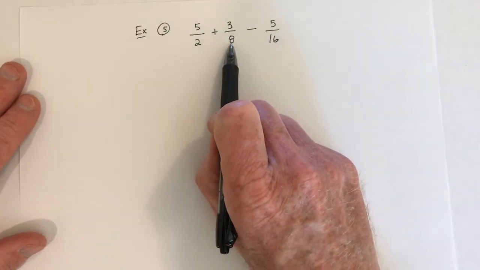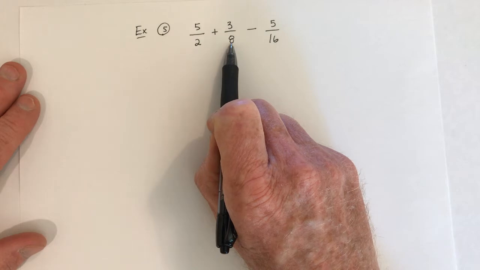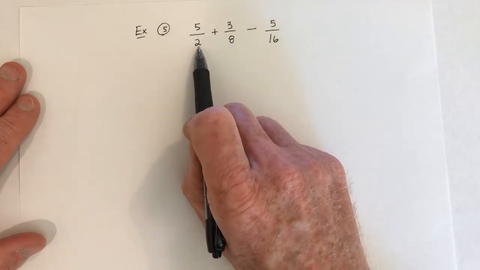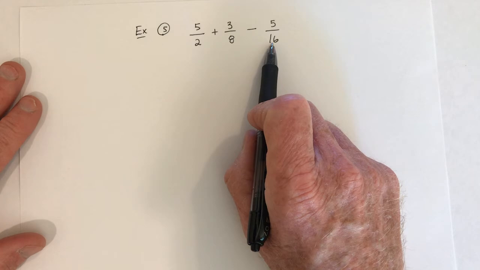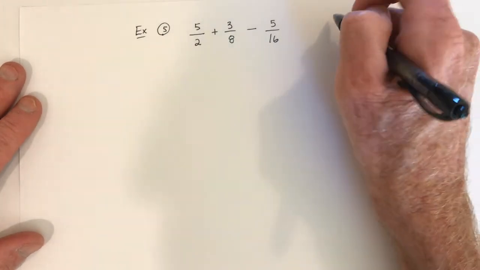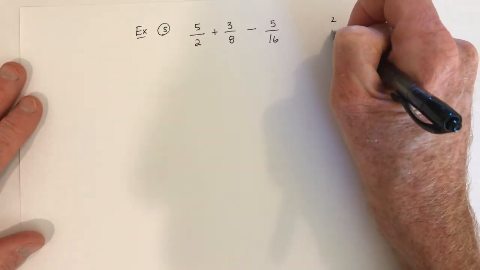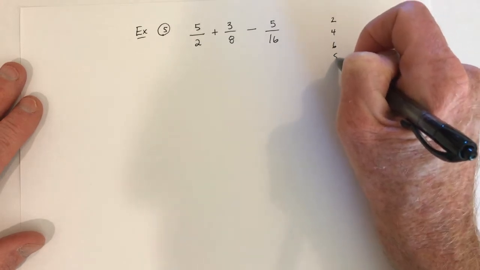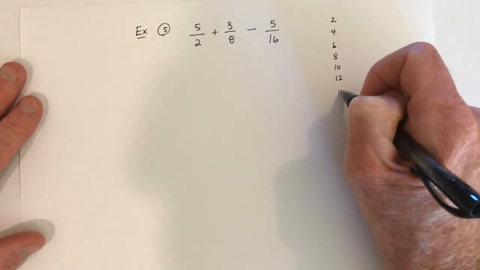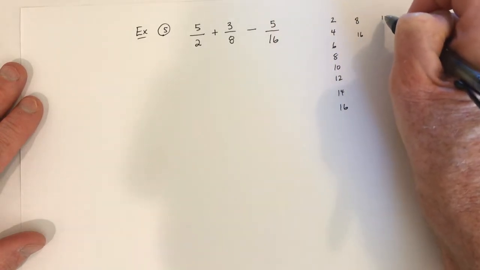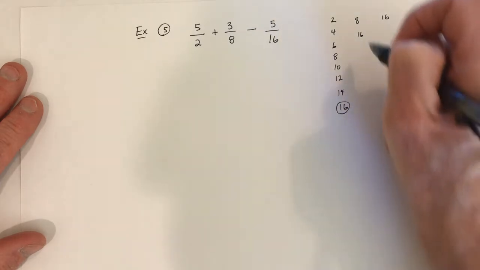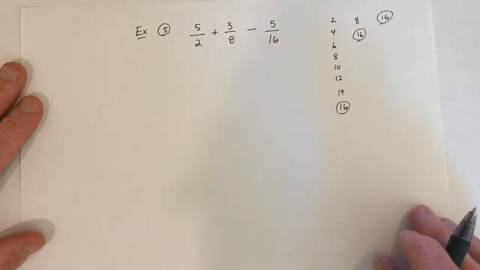So this can be turned into a 16 if you multiply by 2 on the top and bottom, and this can be changed into a 16 if you multiply by 8. So all of these denominators can be turned into a 16. If your students don't see that right away, then they would need to go through what are the multiples of 2, what are the multiples of 8, what are the multiples of 16. And as soon as all 3 of them are the same, then that's the least common denominator.